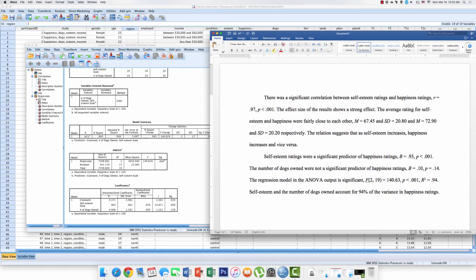So the way you interpret a beta is the same as interpreting a correlation. However, you'll see that for multiple regression, there's that temporal precedence requirement, which means that the IV is coming before the DV, and the DV is a result of the IV occurring first.